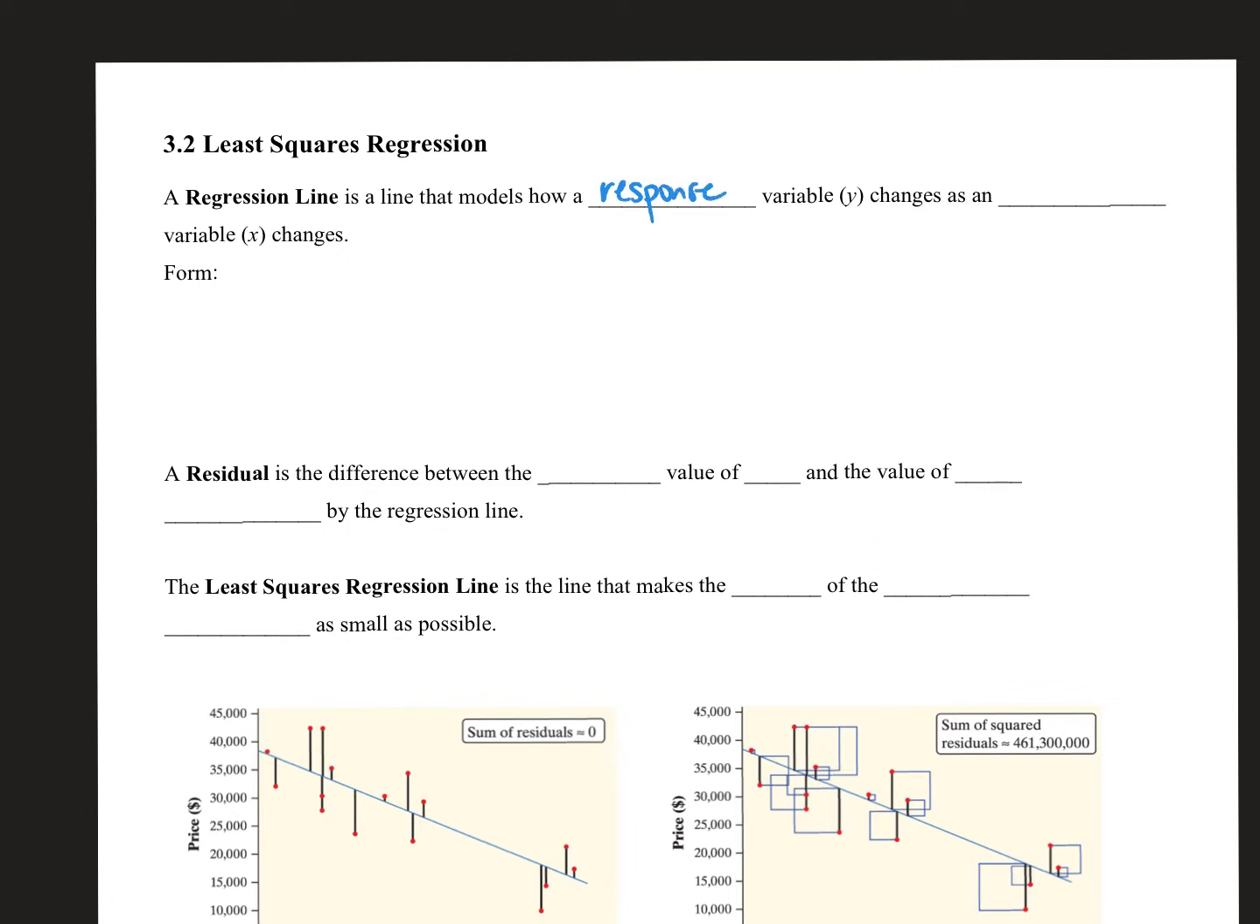The response variable y changes as an explanatory variable changes. And we learned that yesterday, what the difference was between response and explanatory.